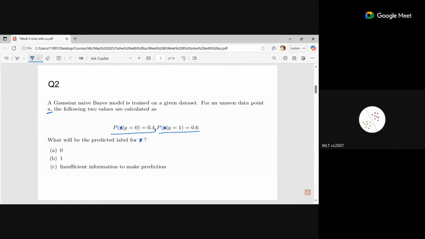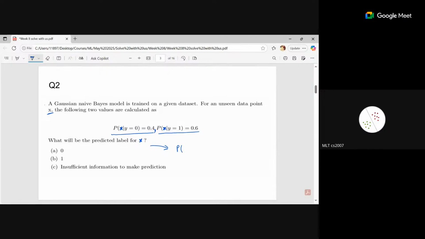And for this, how will you calculate this? To figure this out, you need to find the probability that Y is equal to 1 given X, and given X, the probability that Y is equal to 0, right? You need to find these two probabilities, and depending on which probability comes out bigger, that is the label that you're going to predict.